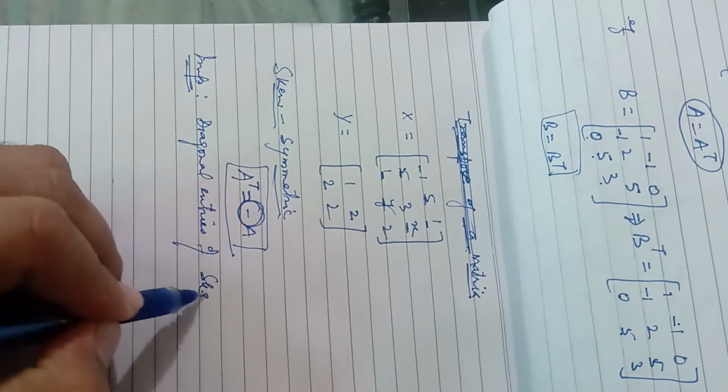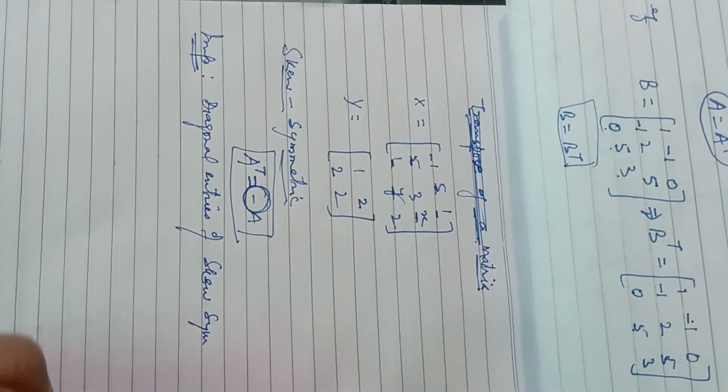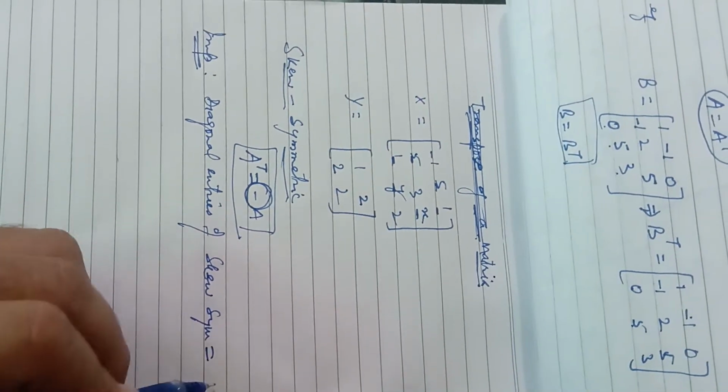Of skew symmetric, can we have a real number which is equal to its negative? Of course.